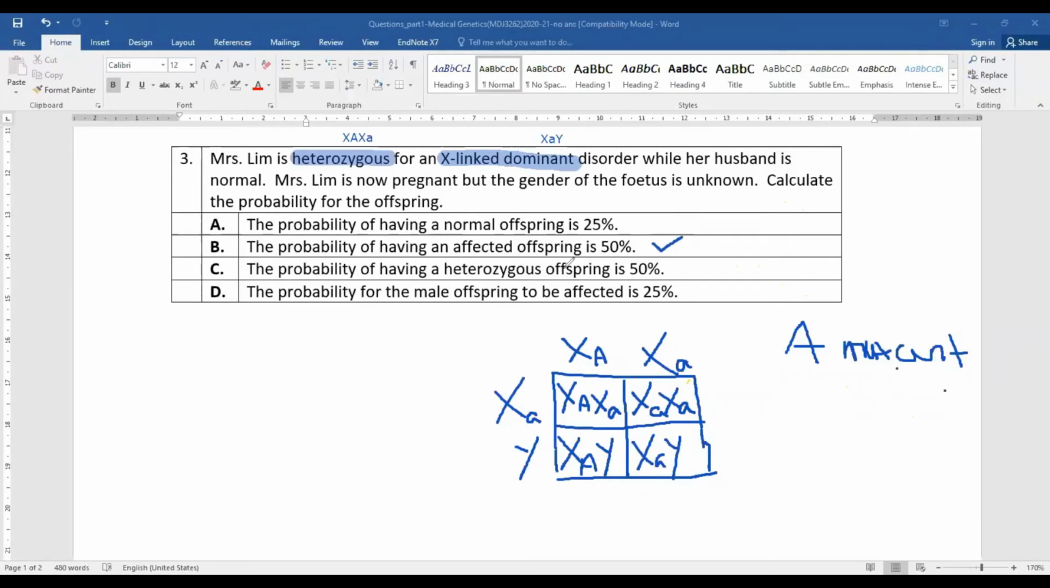Probability of having a heterozygous offspring is 50%. Heterozygous offspring, there's only one here, right? This is homozygous. How do you call this? You cannot say this is heterozygous. You cannot say this is homozygous. How do you call them? Remember? Hemizygous. Hemizygous. Very good. Hemizygous. Okay? So the males are very special.